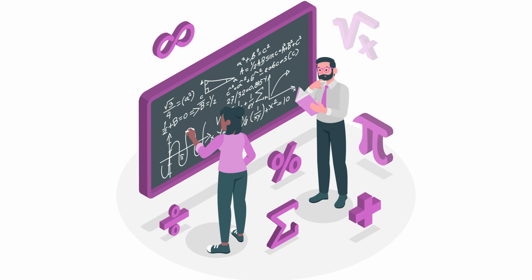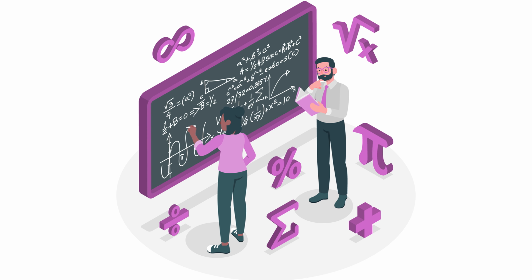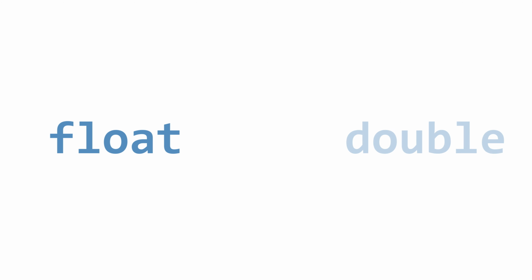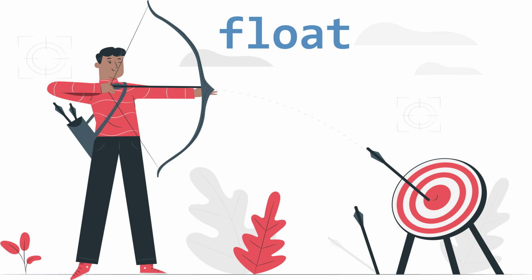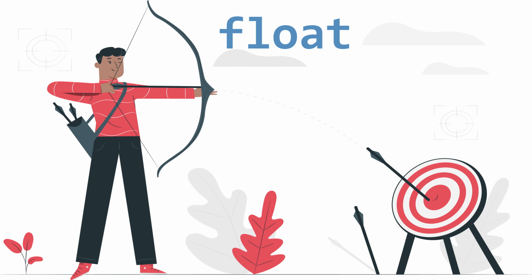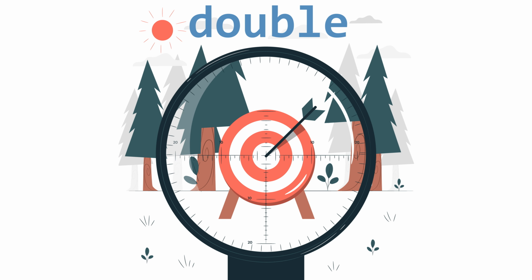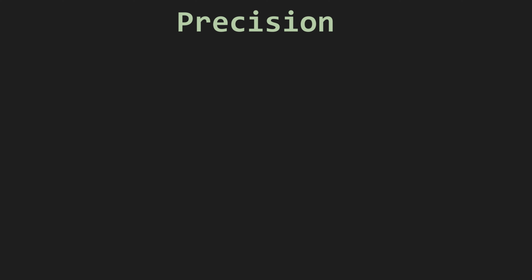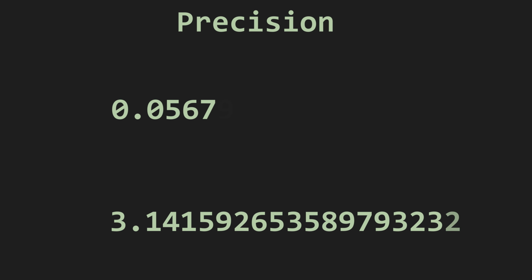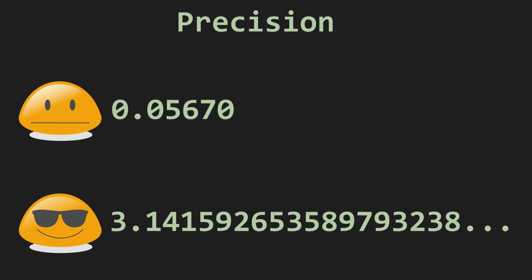In C++, floating point types are used to represent real numbers that can have a decimal point. The two primary types we'll discuss today are float and double. Float is typically used for representing a single precision floating point number, while double stands for double precision. But what do we mean by precision? Simply put, precision refers to the number of significant digits a type can represent accurately.